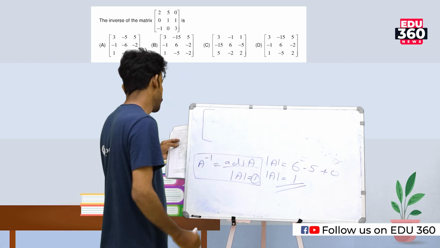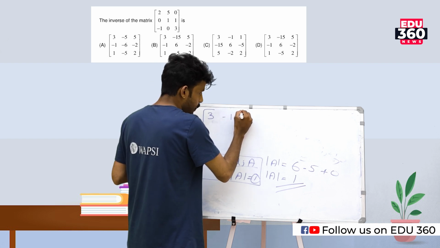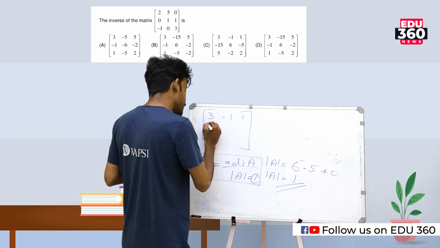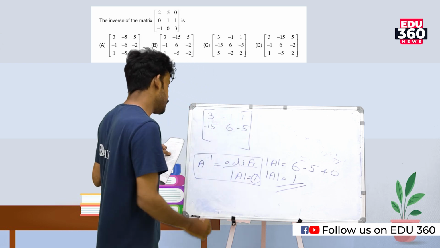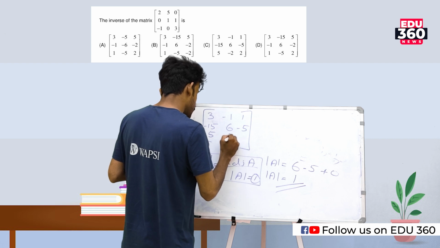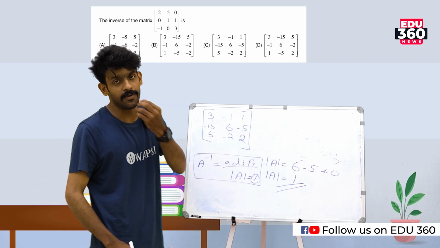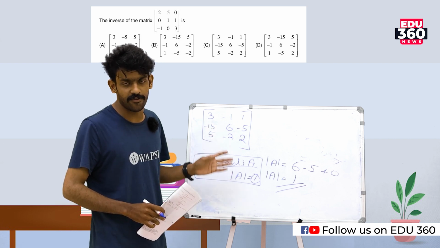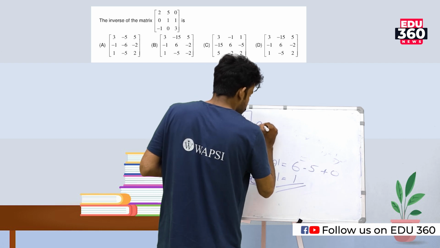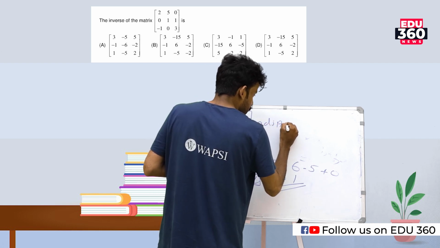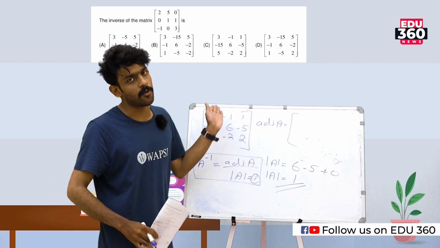The cofactor matrix is 3, minus 1, 1 and minus 15, 6, minus 5 and here 5, minus 2, 2. So this is the cofactor matrix. We know that adjoint A is equal to the transpose of the cofactor matrix. So transpose means we need to interchange the rows and columns.